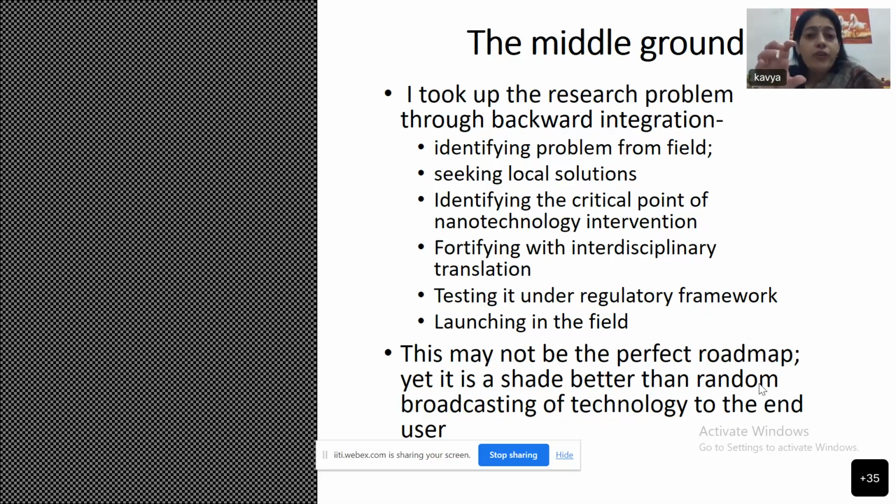Then I identified the critical point of nanotechnology intervention. Since I work on nanotechnology, I obviously looked for the critical point. Like any person who would come and ask me why researchers do not succeed, or why technical startups do not succeed, I usually say, because you fail to identify the critical point of intervention. Developing a nanoparticle is no big deal. I promise you, it is no big deal. Then thinking of a problem is no big deal.